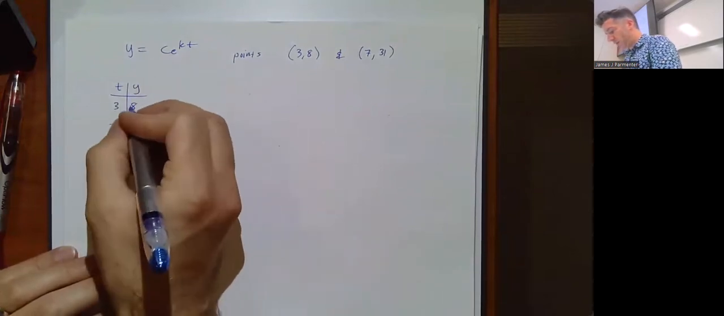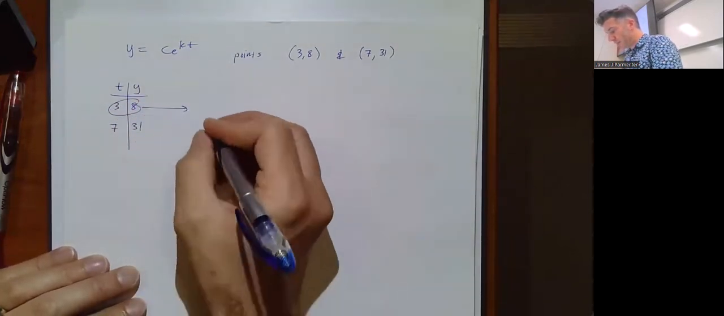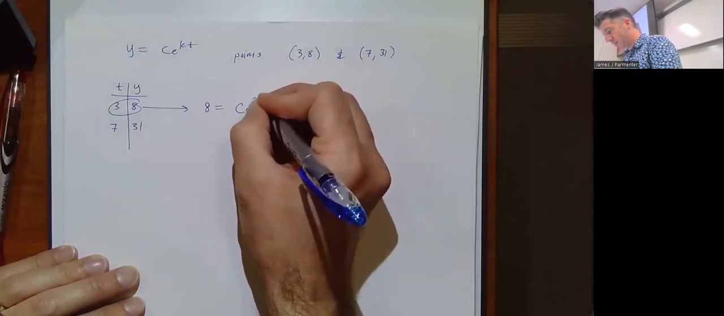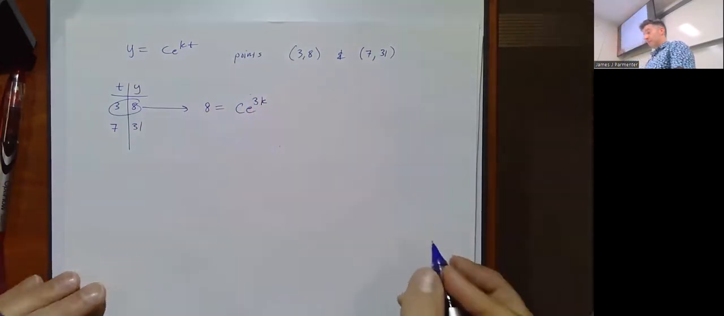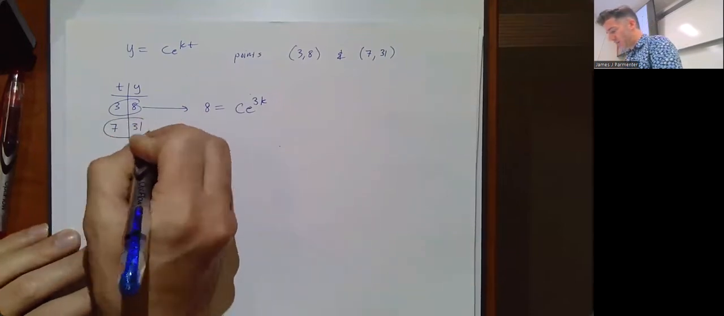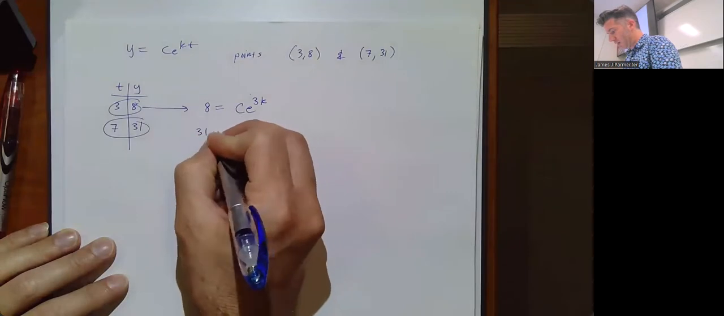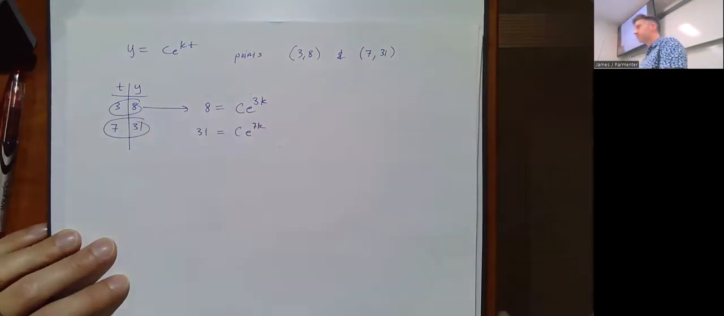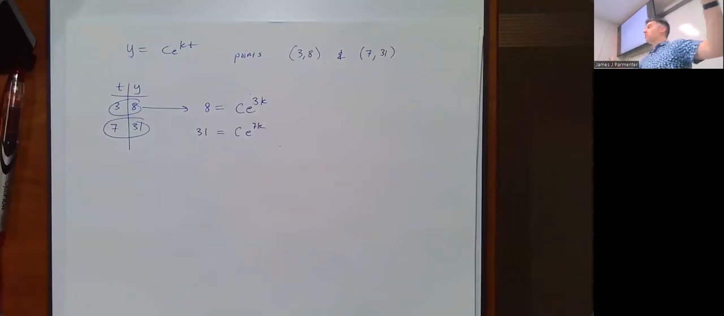So if I plug in the first data point, I'm going to get 8 equal to C e to the k times 3, or I'm going to write 3 times k. I don't know what C is, right? I can't just say C is a number because I still have a k in there. And if I plug in this other data point, I'm going to get 31 equal to C e to the 7 times k. There are 2 equally good ways to go from this point. I should have written these in the other order though.